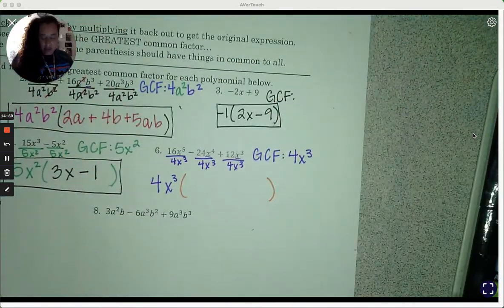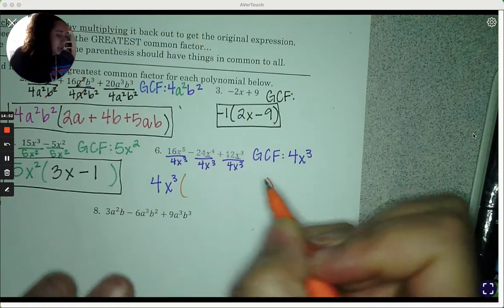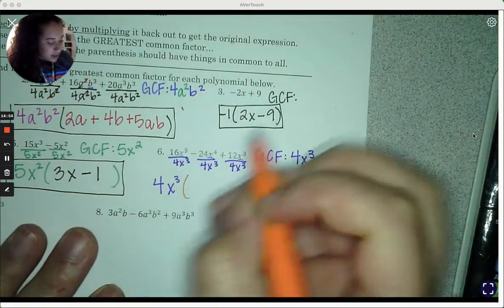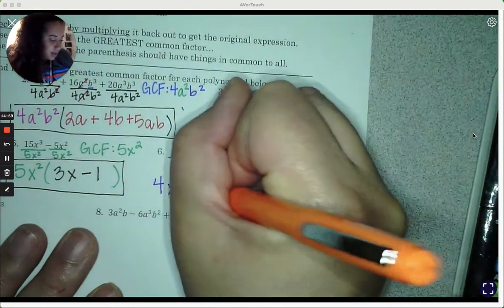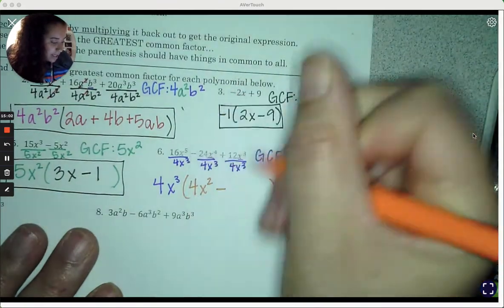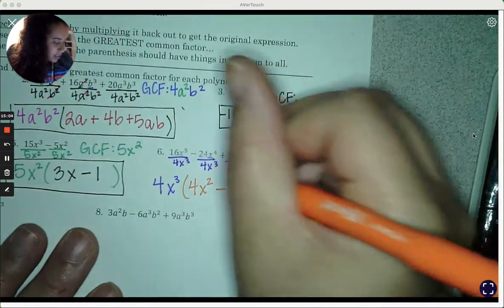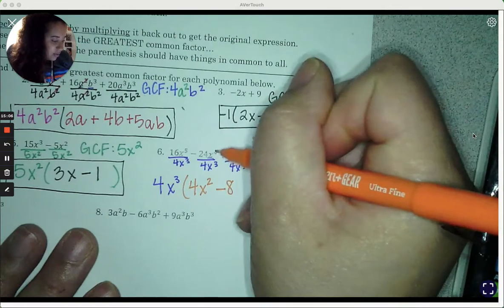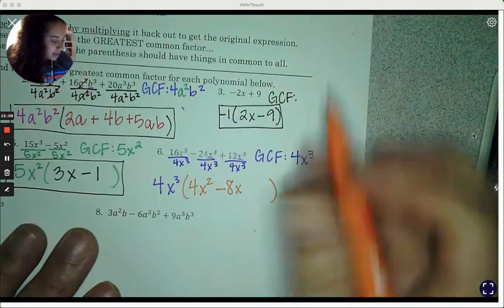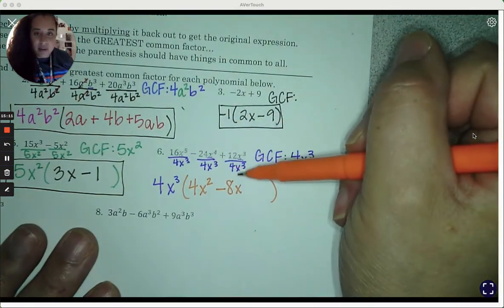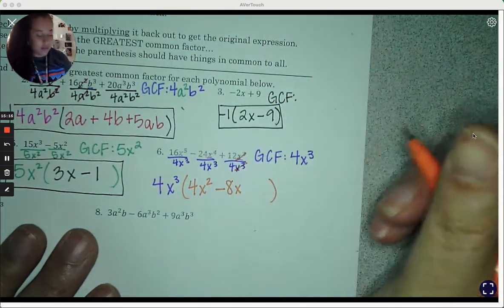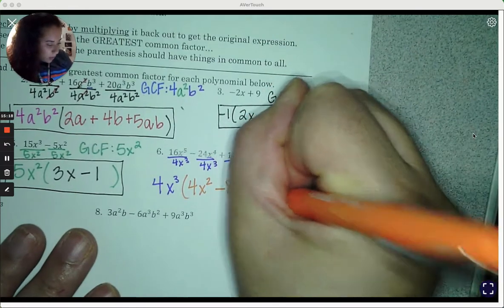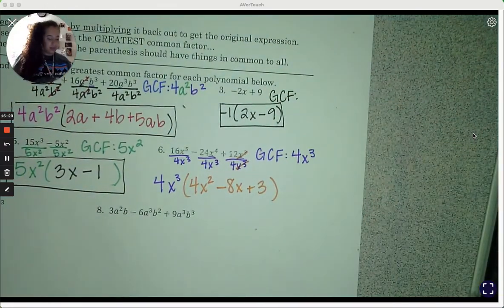So looking, I might have to move my parentheses. 16 divided by 4 is 4. 5 minus 3 is 2, so we get x squared, minus 24 divided by 4 is 8. 4 minus 3 is just 1x. 12x cubed divided by 4x cubed. Well, the x cubed will cancel out, so we have 12 divided by 4 is a positive 3. So that is your final answer.